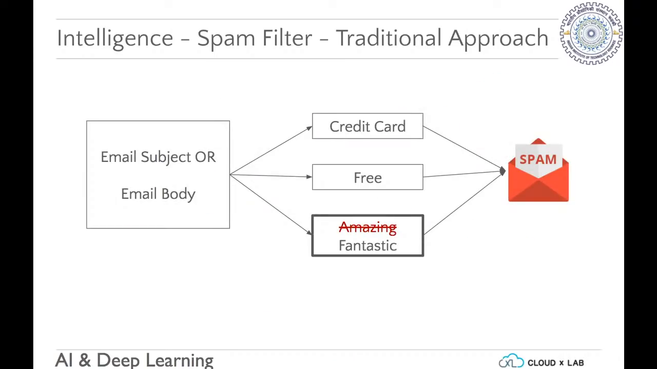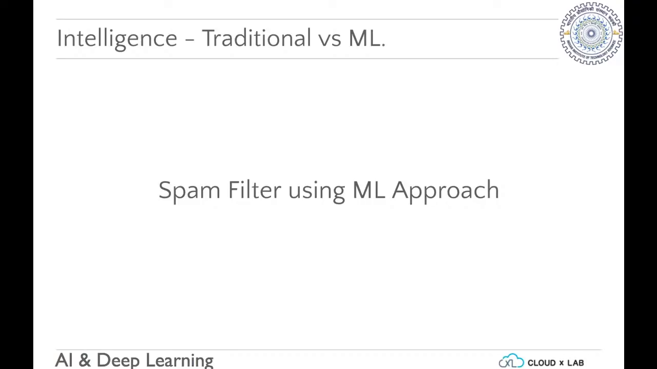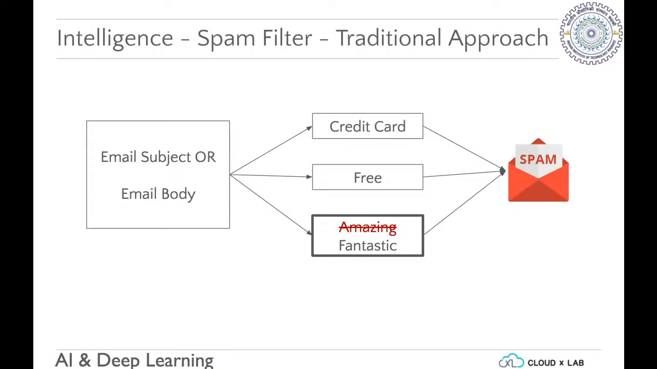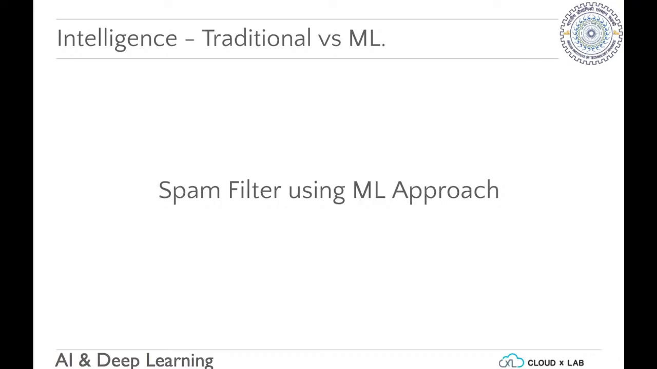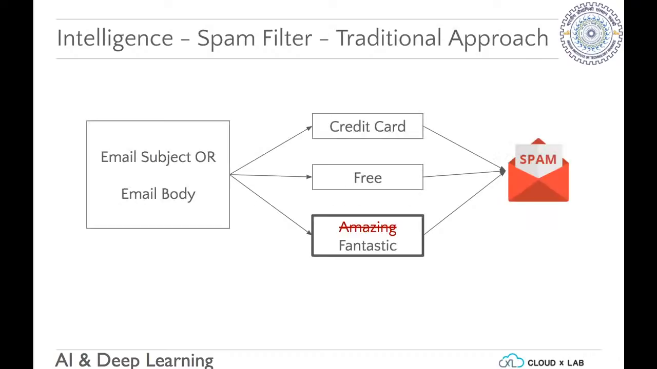Second, if spammers know about the word amazing, they will come up with a keyword like fantastic, right? So the spammers could come up with new keywords. The moment they realize that these words are blacklisted, they will use some other words, just like virus versus antivirus. And therefore, this manual rule creation is not efficient. It's not efficient because it requires a lot of hard work, and it's not really foolproof, right?